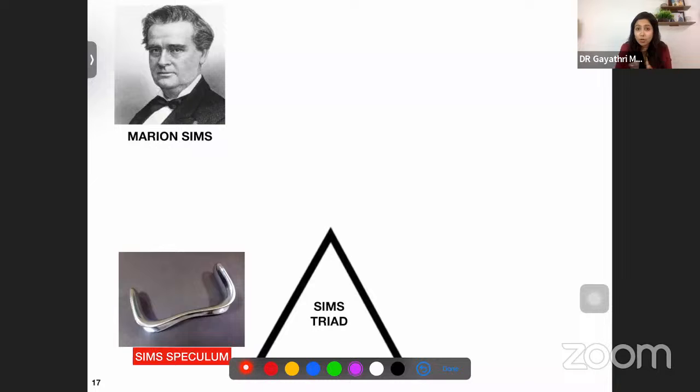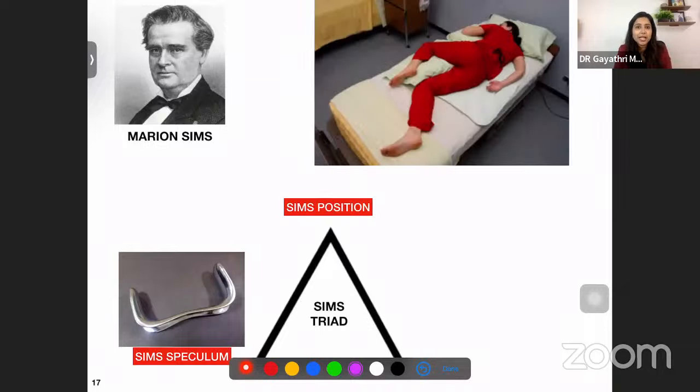So let's see what the components of the SIMS triad are. As we already discussed, one is the SIMS speculum. Apart from this, we have the SIMS position, and this is showing the SIMS position. Finally, for the VVF repair as well, there is a technique that was devised by Marion Sims.